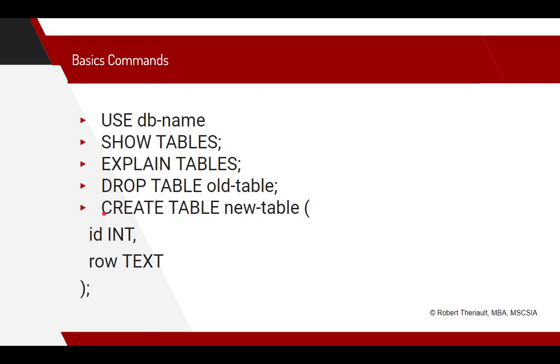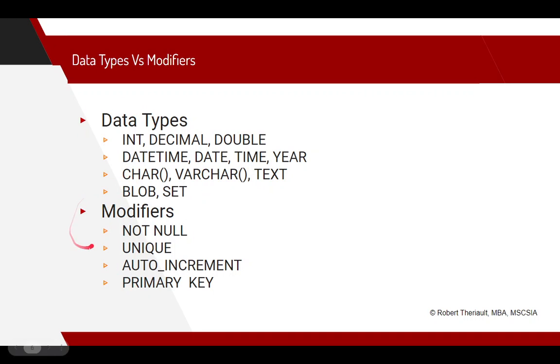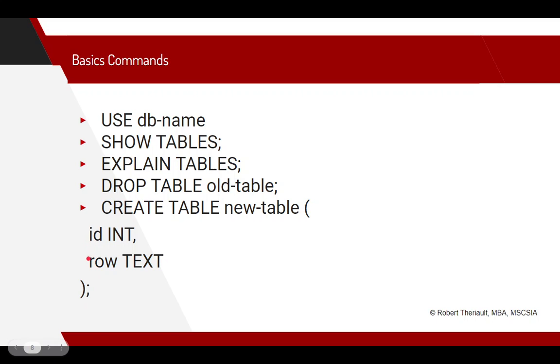But the key command to create a table is create table, the name of the table, and then essentially all the different columns with all of the modifiers that we're talking about that you need to attach. So maybe you want this row to be text and not null. You'll notice though it's separated by commas, and the last one does not get a comma. And like all of our commands, it ends with a semicolon.